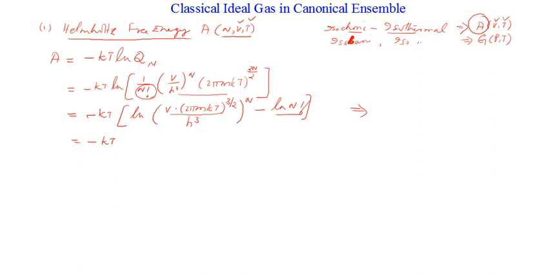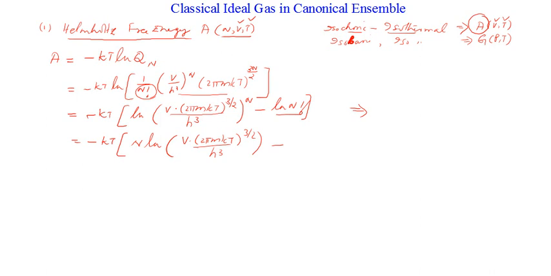Because n is pretty large, minus kT into log. This one can be used: log a raised to b will be b log a. So I'm writing n log, that was our aim, V into (2 pi m kT) raised to 3 by 2 by h cubed, all those things. So n is taken care of.